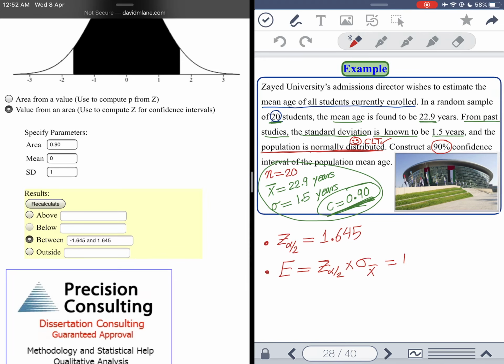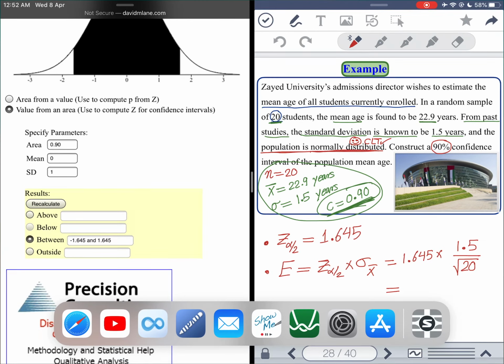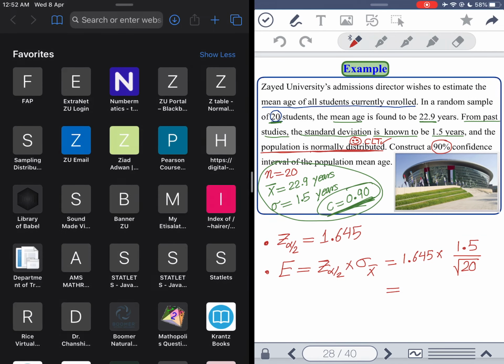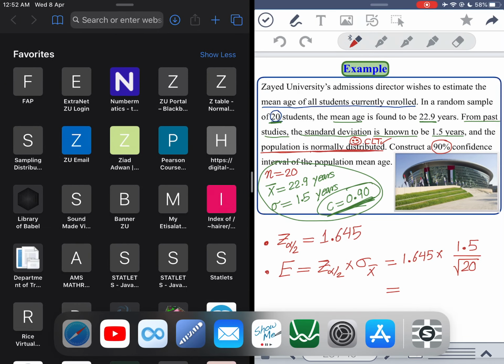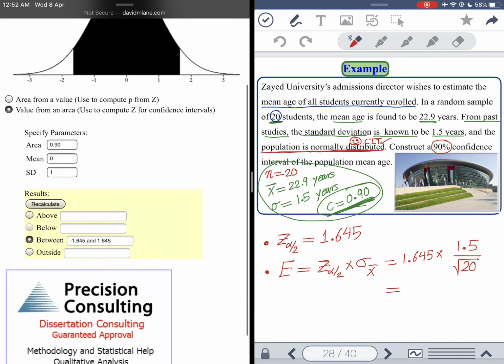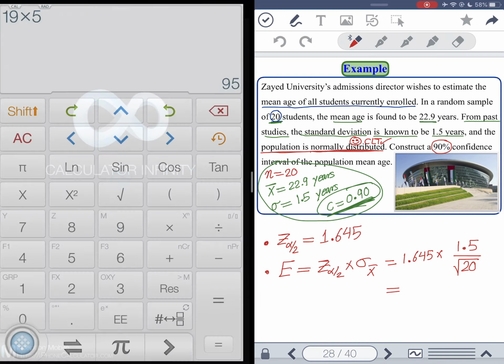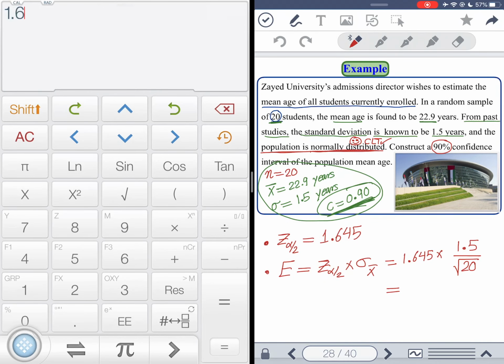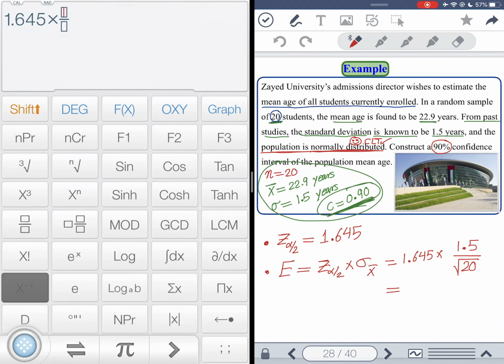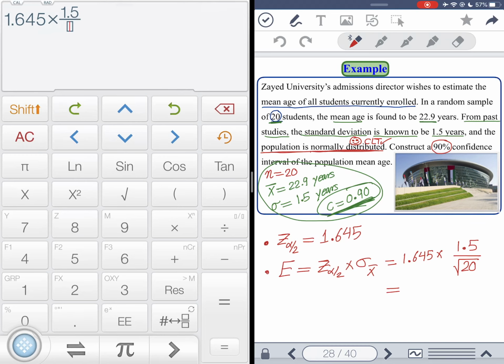And so the margin of error, E, remember it was this critical value times sigma x bar. So this will be 1.645 times sigma x bar, which is sigma, 1.5 years, divided by the square root of the sample size, which is 20. And let's see what we get. So we will go to the calculator and do this computation. 1.645 times, I need a fraction, 1.5 divided by the square root of 20. Okay, so I got 0.5517.